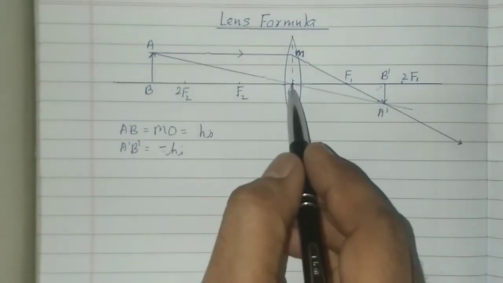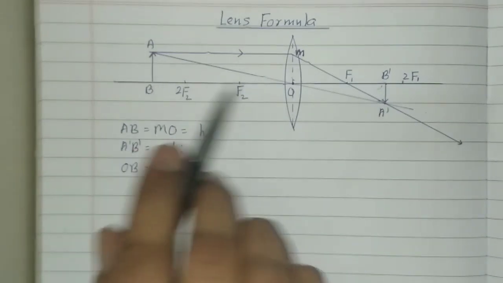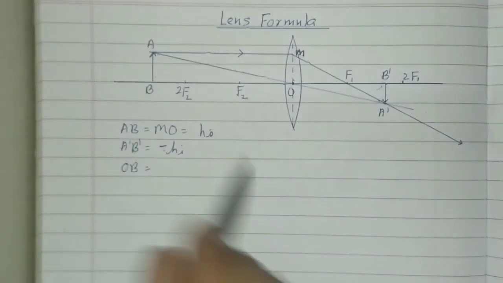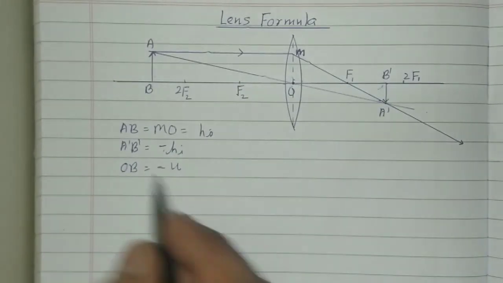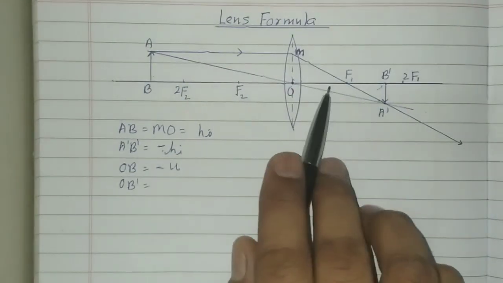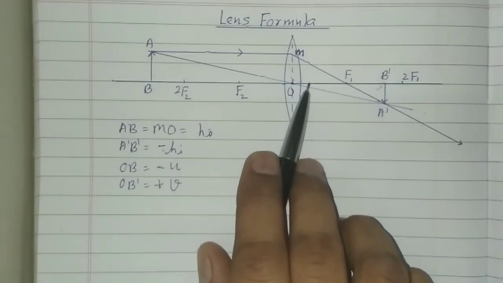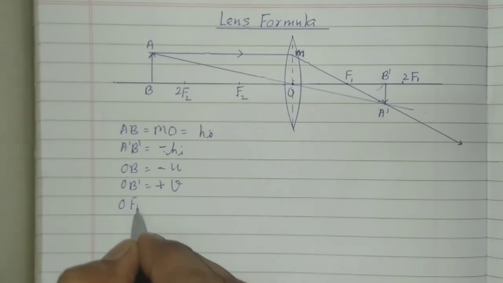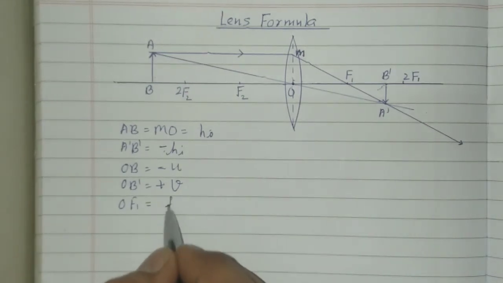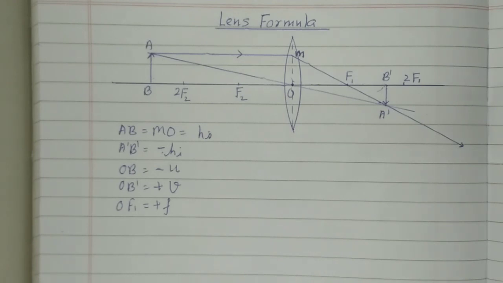Okay, now this distance OB is the distance of object from the optical center, and this is called the object distance. It is minus U because it is measured in left hand side. Now OB dash is distance of the image from the optical center. This is represented by symbol V, and this is plus V because it is measured in the right hand side, and OF1 is the focal length of the lens, and this is plus F because it is measured in the right hand side. And for convex lens, focal length is always positive.